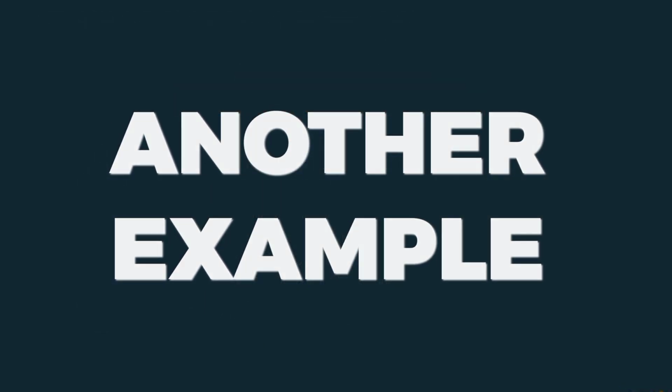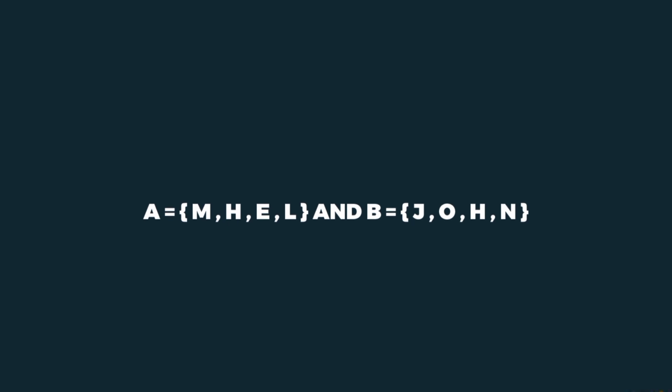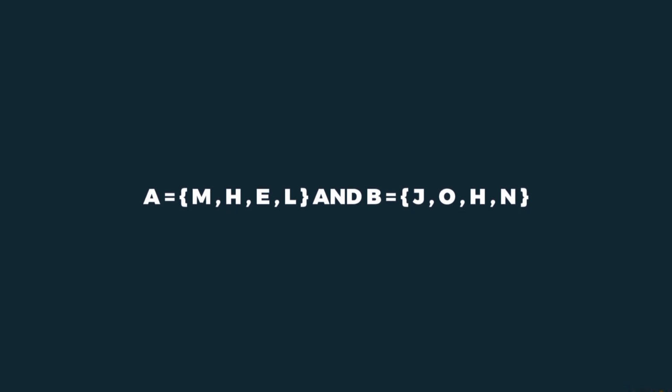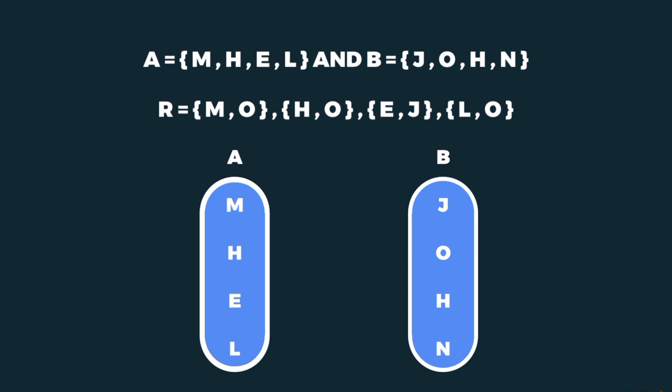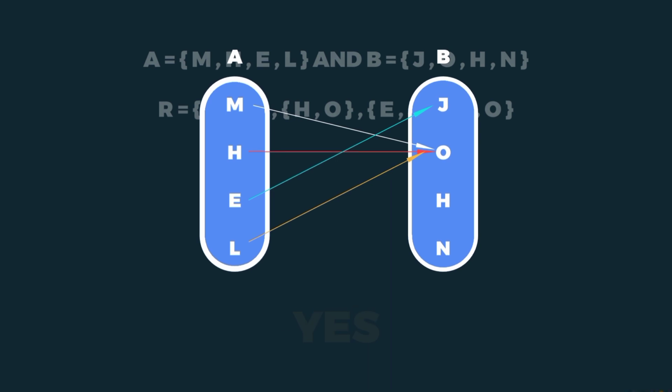No distinct ordered pairs have the same first element. Another example, we have our A {M, H, E, L} and B {J, H, O, N}, where our R equals the set {(M, O), (H, O), (E, J), (L, O)}. Okay, how about this one? Is this a function? Yes, because it satisfies both of the two properties of a function. This is an example of many-to-one function.